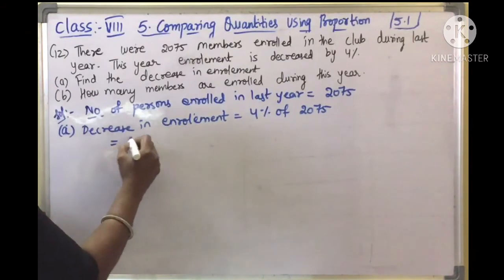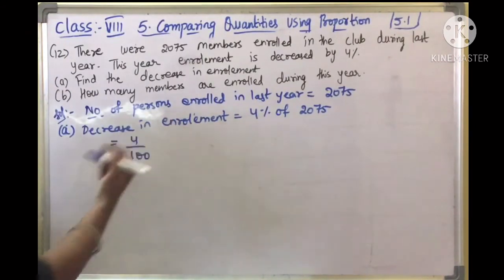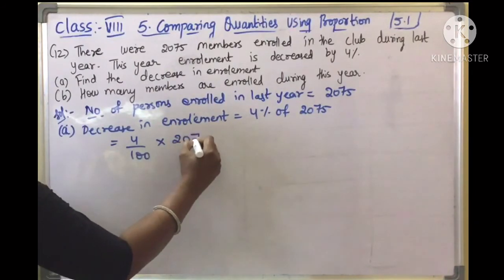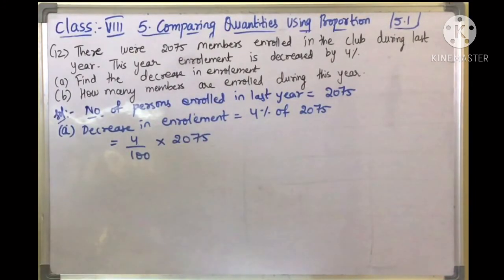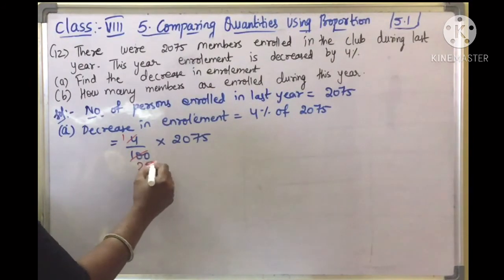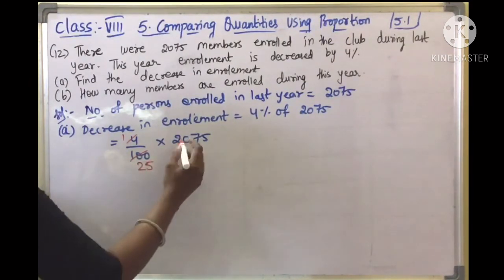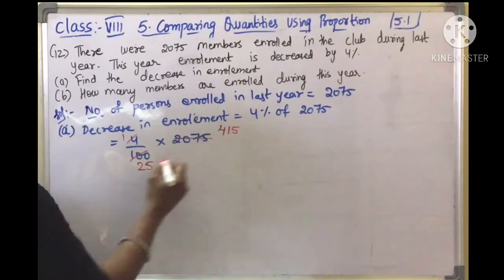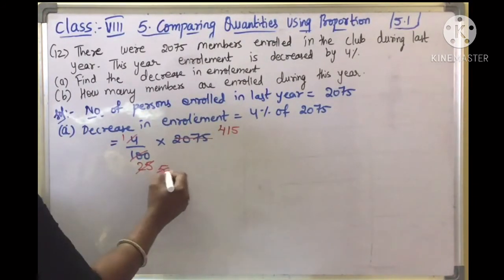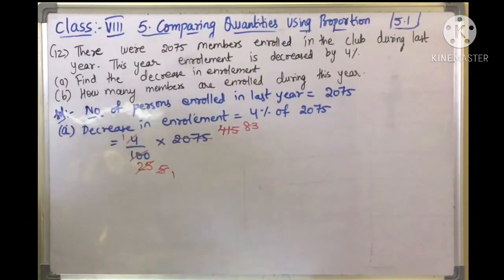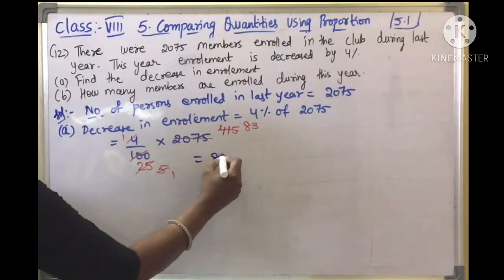Okay, 4% is nothing but 4 by 100, means to remove the percentage symbol, of is nothing but into 2075. Okay children, so when I cancel with 4 table, 4 ones are 4, 4 twos are 8, and I can cancel both with 5 table, 5 fours are 20, 5 fives are 25, again cancel, 5 eights are 40, so here you got decrease in enrollment is how many? 83 members.